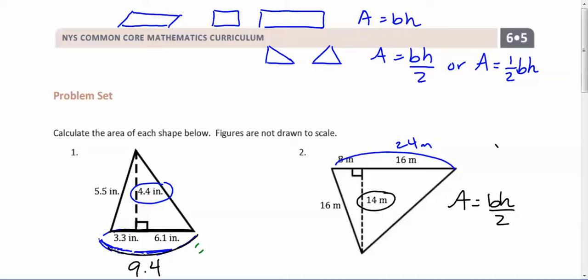In this first example, we know that the height is 4.4, and a lot of kids will get trapped and say, oh, it's 5.5. You're looking for this box that you see there to indicate that's a 90-degree angle or that they form perpendicular lines.